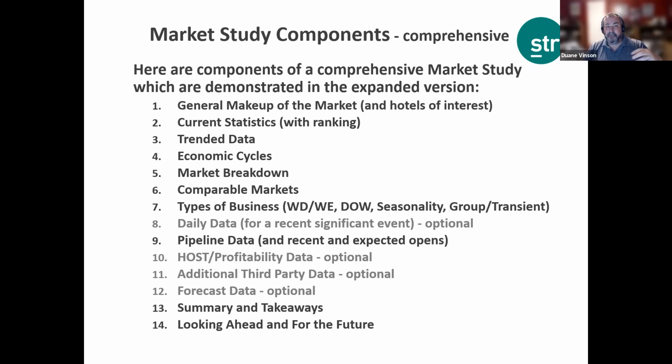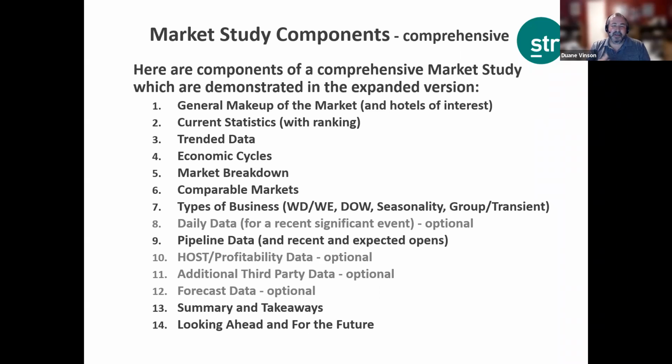In types of business, there are different types of business we can analyze. Things like weekday and weekend, day of week. We can look at seasonality. We can look at group versus transient business. You remember that from the CHIA training, right? Different segments of types of business. Daily data could be included in a comprehensive version, especially if there is some sort of event that has major impact on that market, a political event, weather event, a sporting event, perhaps. That might be an important part of the story to tell for your market. And it could be included, and you could use daily data to do that.